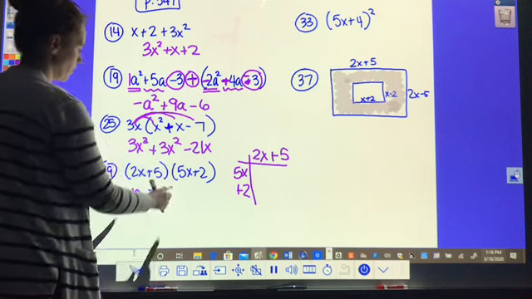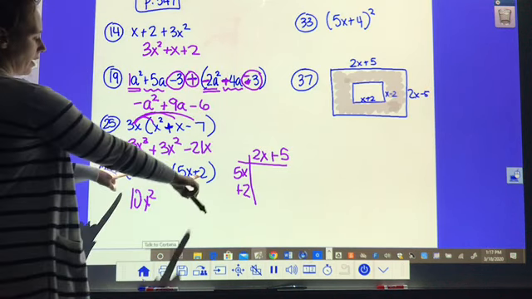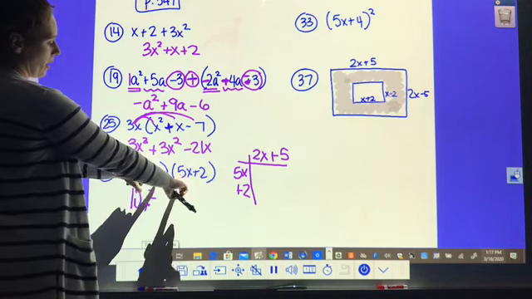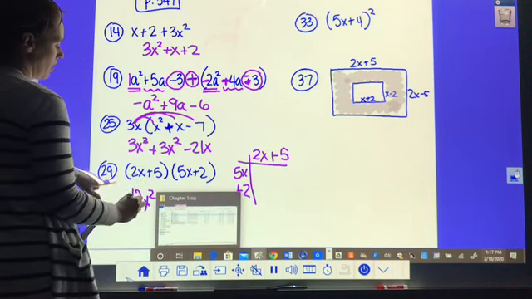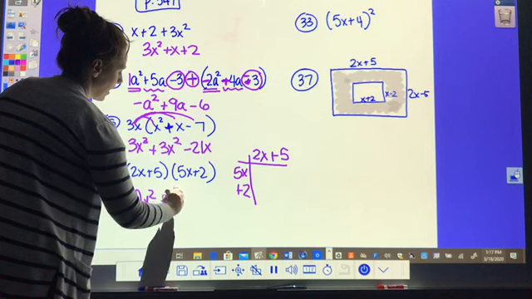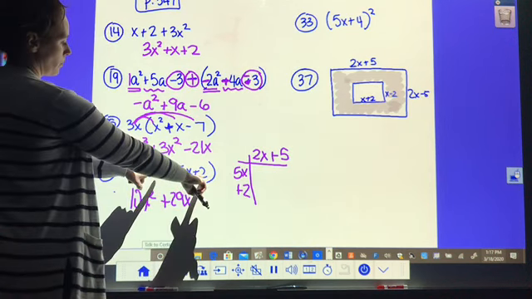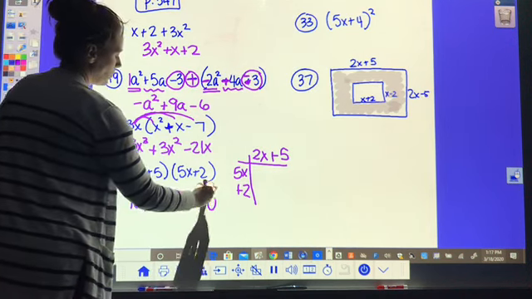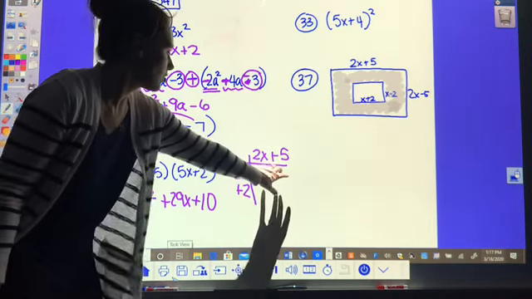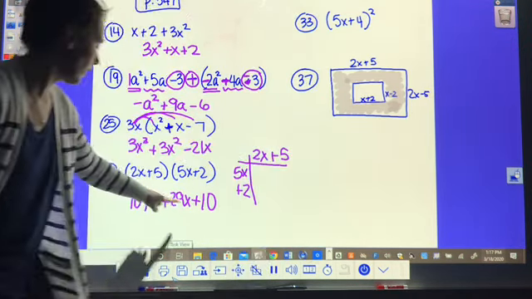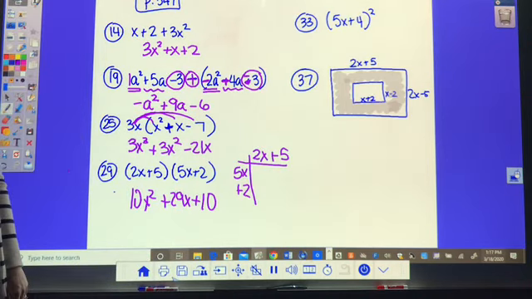10x squared is my first. My outside is 4x, and my inside is 25x. 4x plus 25x would be 29x, and then 5 times 2 is my last, and that would be 10. So that's how you get your answer all at one time. If you did this chart, that's great, but then your final answer should look the same as mine.